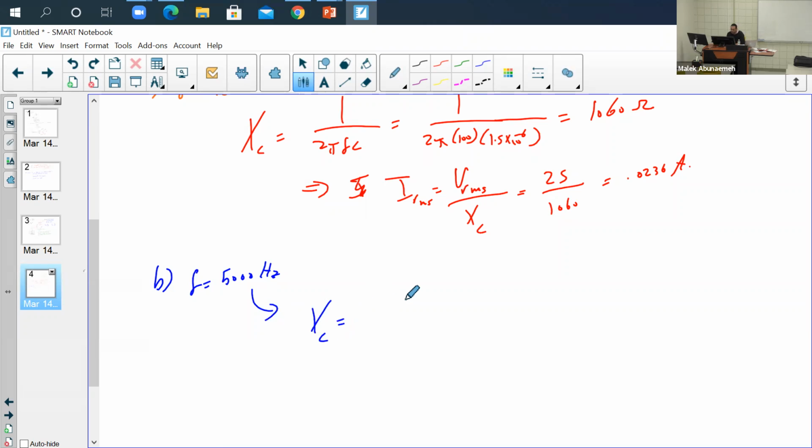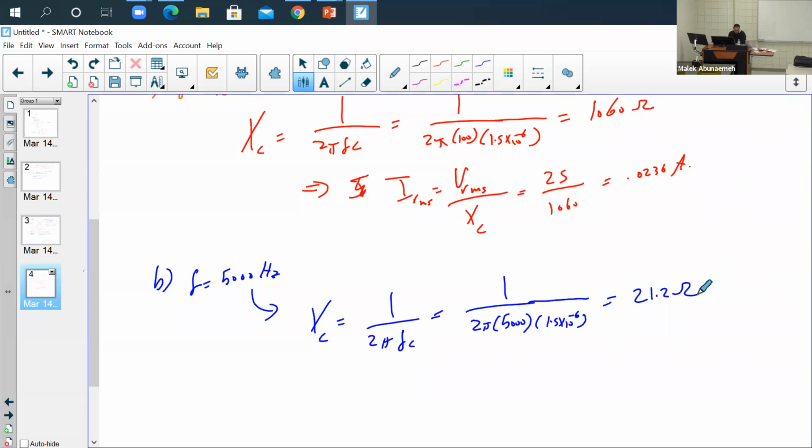reactance is going to equal 1 over 2 pi FC, which is going to equal 1 over 2 pi. Now this time, instead of 100, what we got? We got 5,000 multiplied by 1.5 times 10 to the negative 6. And we actually should get less resistance, so it'll be 21.2 ohms.